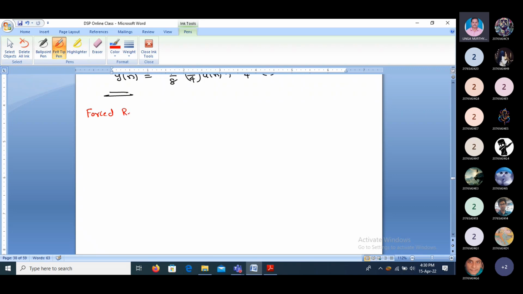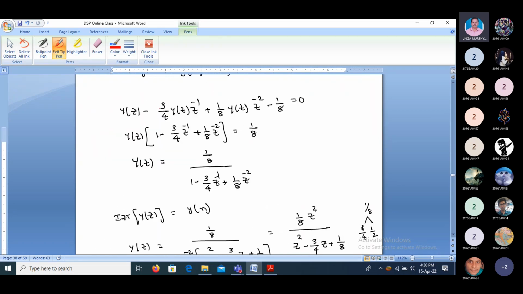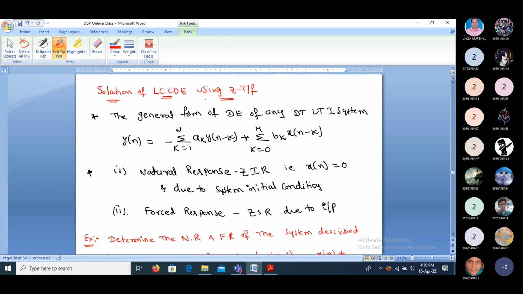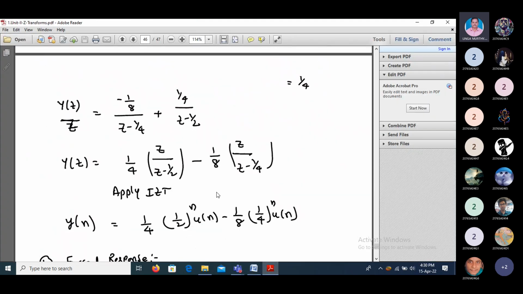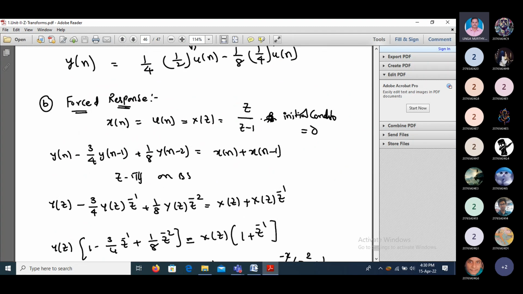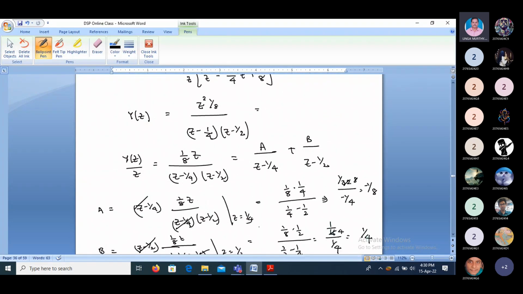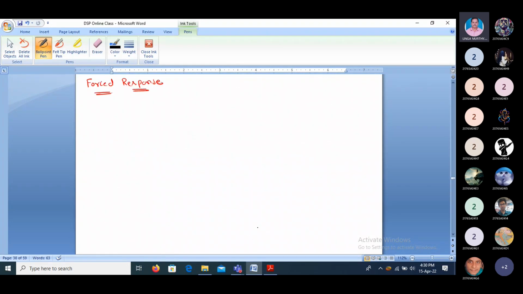For forced response, what do we need? We need an input. But in the problem there is no given input, clearly observe it. There is no mention of the input signal, so we can assume any one input signal. Either it is a step signal or an impulse signal, whatever it may be. That is your choice. So I can assume that here.